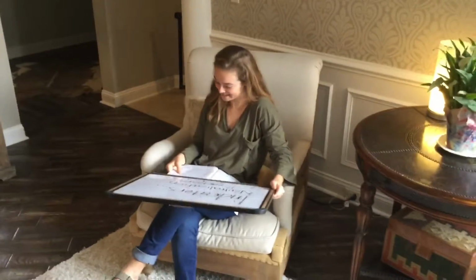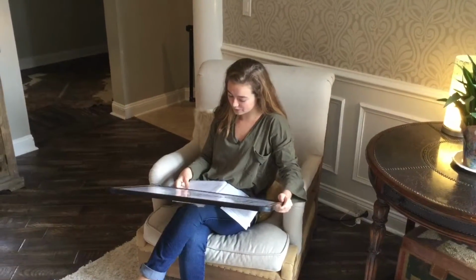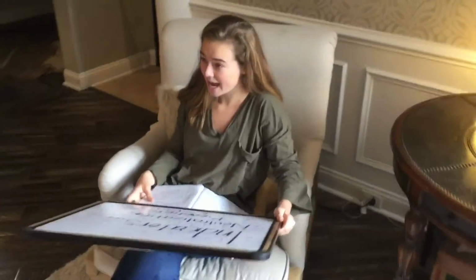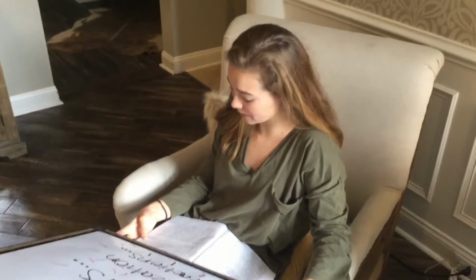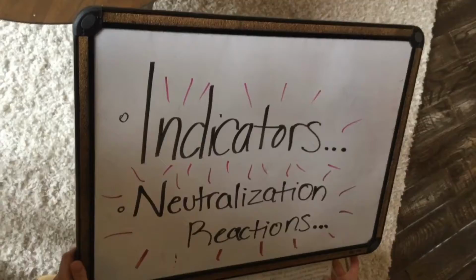An indicator is a compound whose colors are sensitive to pH. The balanced equation for the neutralization reaction is H3O+ (aq) + OH- (aq) yields 2H2O (l). The hydronium and hydroxide are at chemically equivalent amounts.